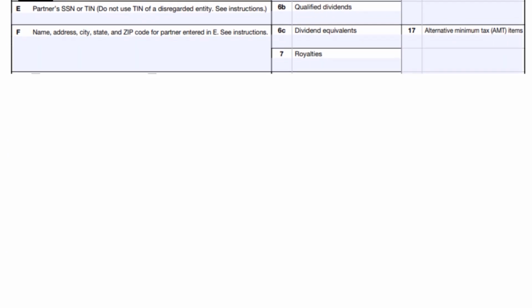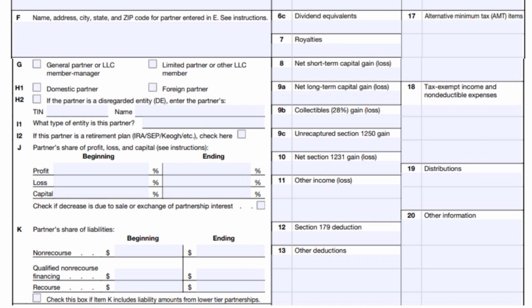And items F to I, you need to enter your contact information, your partner status, and whether you are a foreign or domestic partner here. Now, item J, here you will report your share of the partnership's profits, losses, and capital. Generally speaking, this amount is based on the business's partnership agreement. So if you enter the partnership after the beginning of the year's reporting period, you will enter the percentages that apply to you when you entered in the beginning column. If you left the partnership before the end of the reporting period, you will put the percentages that apply to you when you left in the ending column. Very important.